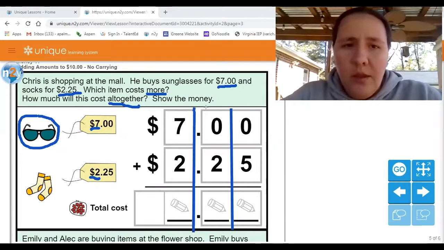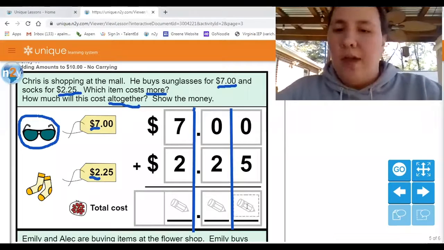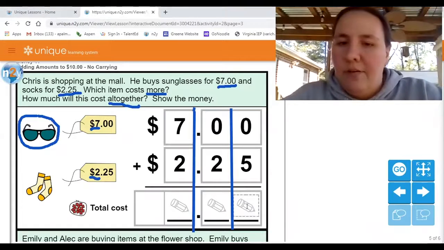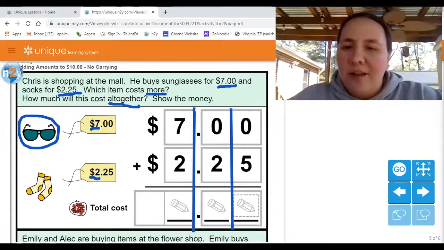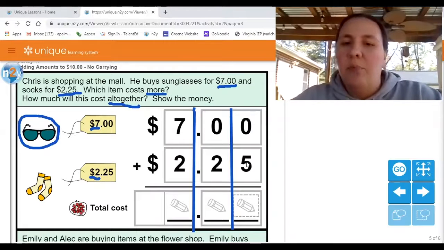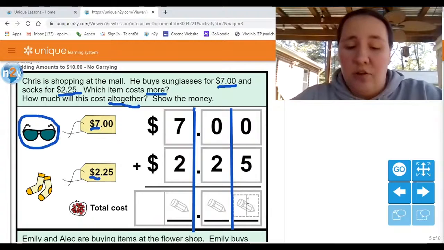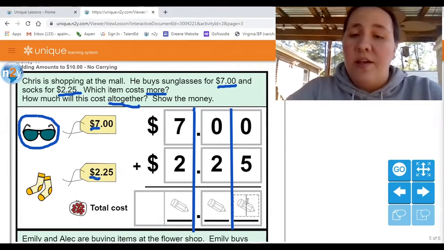So here we go. 0 plus 5. What's the answer to that? You should know that one by now. What's 0 plus 5? Very good. I heard lots of people say 5, and I even saw some people touch the 5 on their screen because 5 is the answer. So with your finger, find the 5 on your keyboard and type that in.